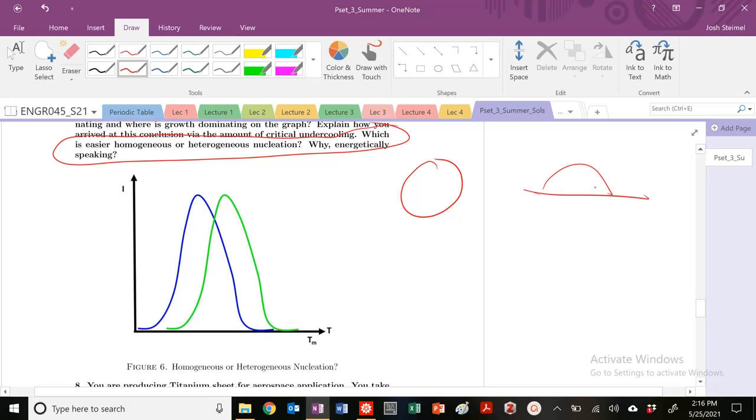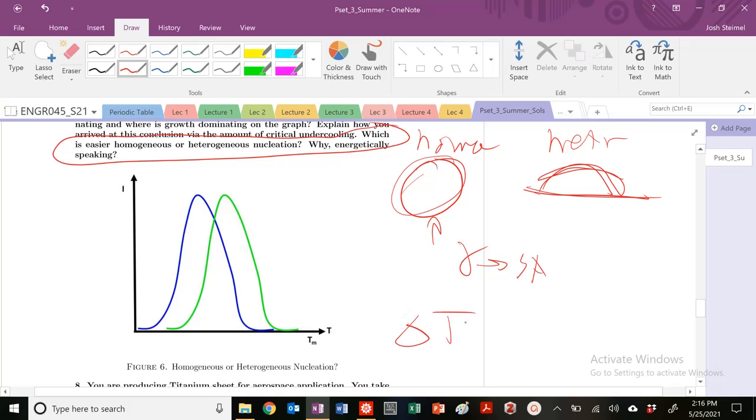Why? Because we said that the only thing holding us back is the creation of the surface energy. So it's our surface area term. So that surface area term, for homogeneous, which is this system, versus hetero, for the same particle size, I'm creating basically double or more surface area than for the heterogeneous. So heterogeneous is easier in the sense that the critical amount of undercooling, i.e. this, which is Tm minus T, I'm going to need less undercooling, right?